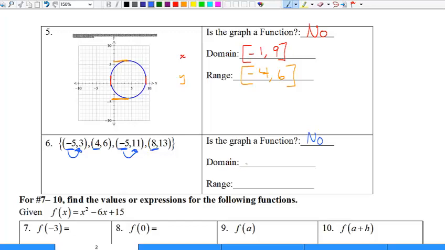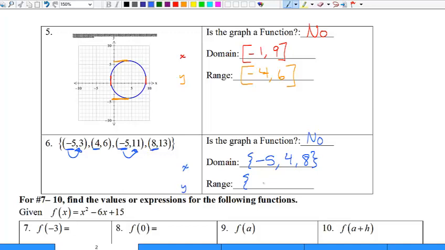Now, just because it's not a function doesn't mean it doesn't have a domain. The domain, again, is just all the x values. So I'm just going to list all the x values. 5, 4. Negative 5 pops up twice. I'm not going to write it twice. Technically, you can. It's just kind of redundant.